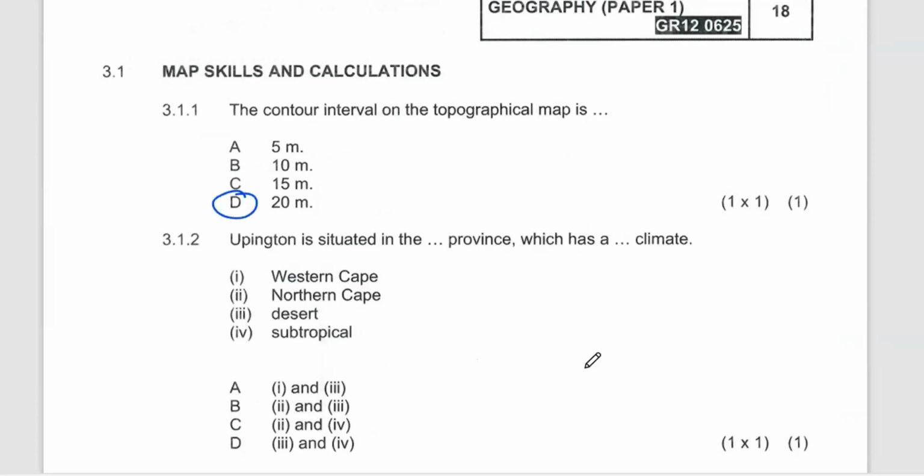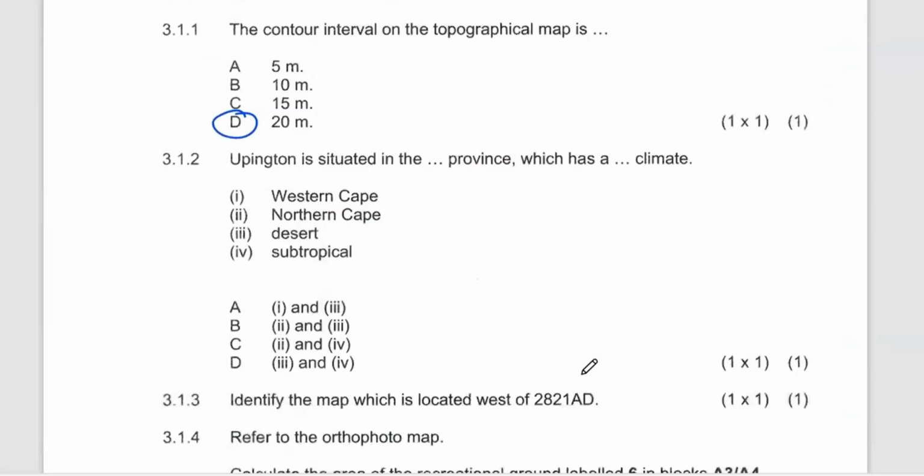That's 20 meters. Upington is situated in which province, and what kind of climate does it have? We have talked about that. According to the map information, Upington is located in the Northern Cape province, and it has a typical desert climate. So that is item number 2 and item number 3, which are combined at letter B.